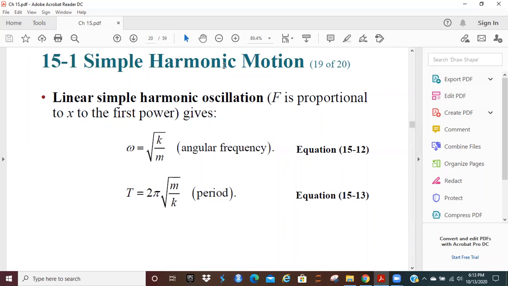So linear simple harmonic oscillation. Force is proportional to x to the first power is going to give you the angular frequency, where omega is going to be equal to the square root of k divided by m. And the period is going to be 2 pi times the inverse of this, so the square root of m divided by k. That's going to be your period.